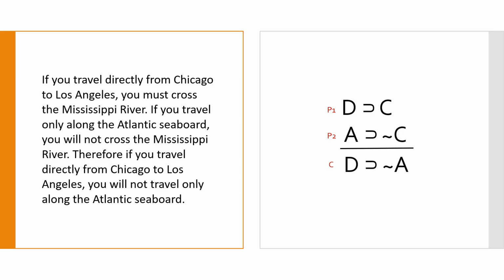Now, the first thing to note is that this is very clearly a valid argument. And translated into symbolic notation, this argument appears along these lines. Premise 1 says, if D, then C. Premise 2 says, if A, then not C. And the conclusion drawn is, if D, then not A. And it's clear that this conclusion does follow from the given premises. But try as we might, there is really no way to prove that this is a valid argument using only the rules of implication that we've seen.